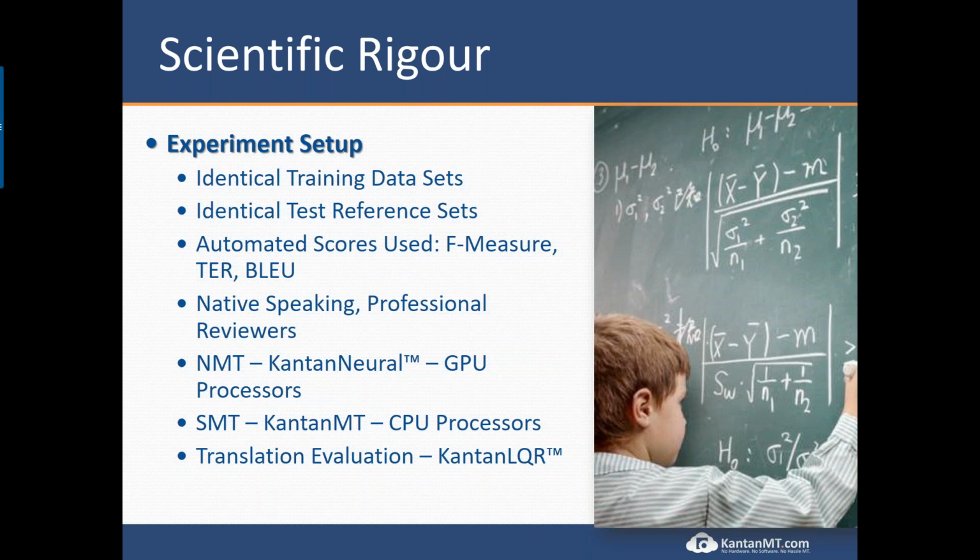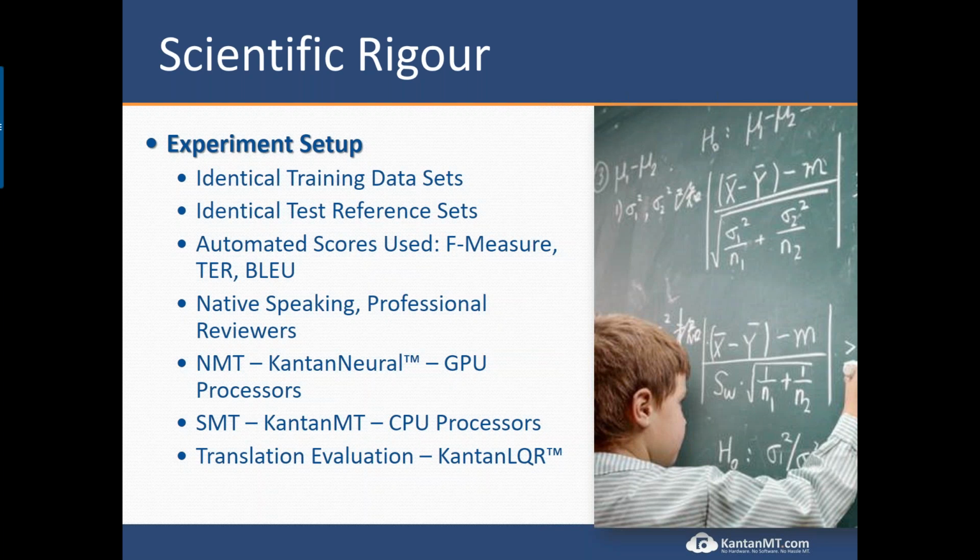So what we decided to do this time was change the rules. Wouldn't it be really cool if we used identical training data sets, identical test reference sets, and we built a neural MT system, and then we also built the equivalent SMT system? So now we have two systems identical in their training data, only differing in the method by which we're doing the data modeling or deep learning.